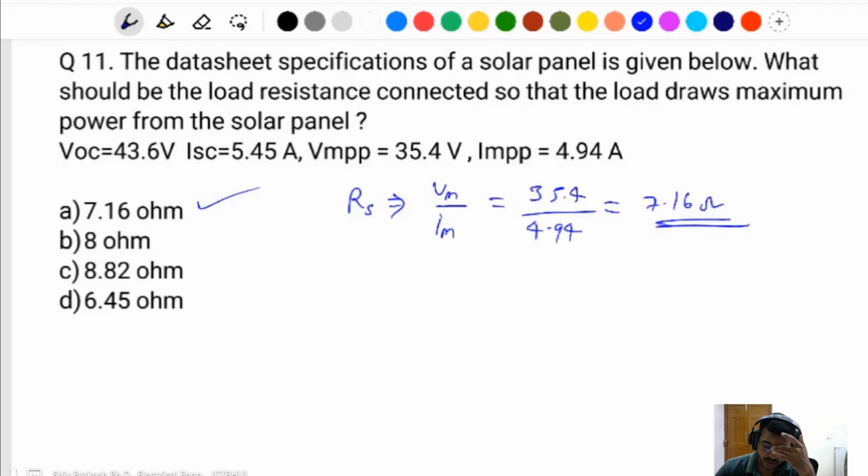First option, because it is not given that any converter is connected between them. It is given only what load we can connect to get the maximum power point. It means you should connect the load resistance the same as the source resistance. The source resistance at the maximum power point is the voltage at the maximum power point divided by the current at the maximum power point. Then divide and find RS, the source resistance. RL is the same as RS to get the maximum power. That's why.